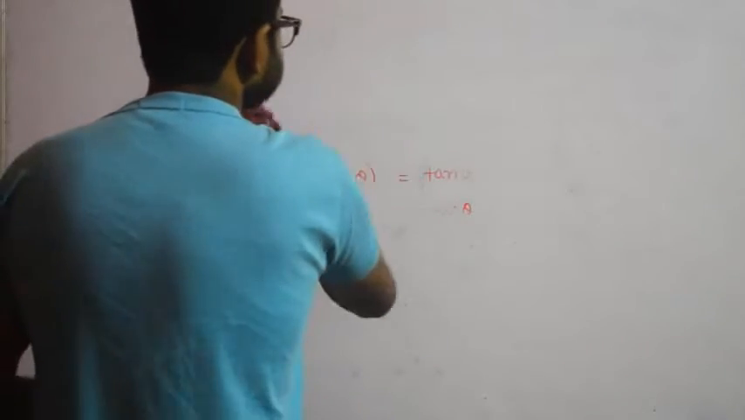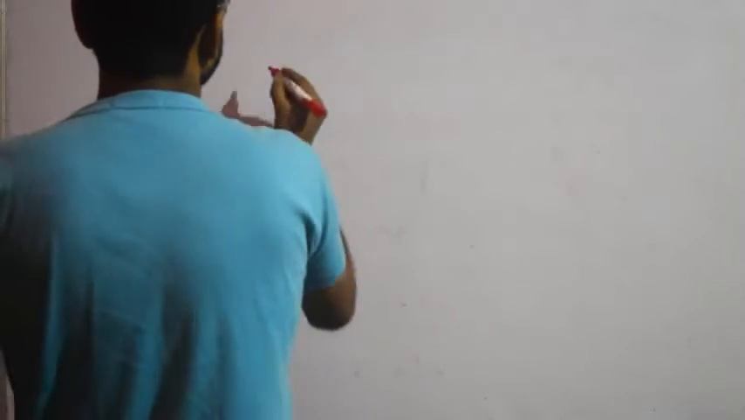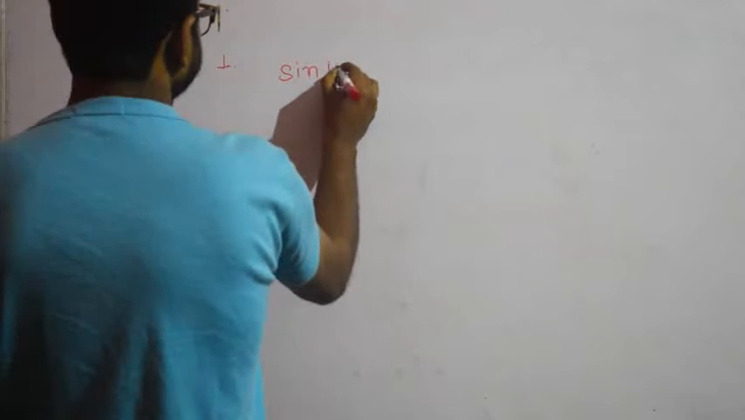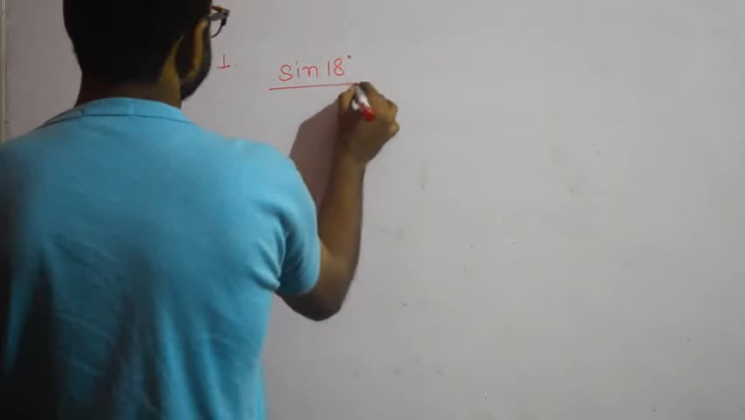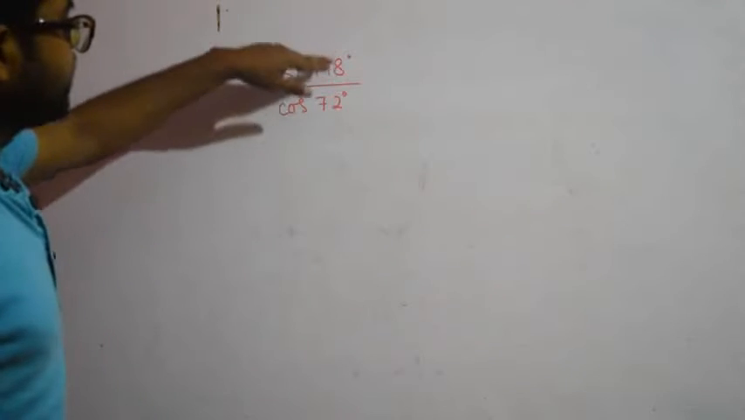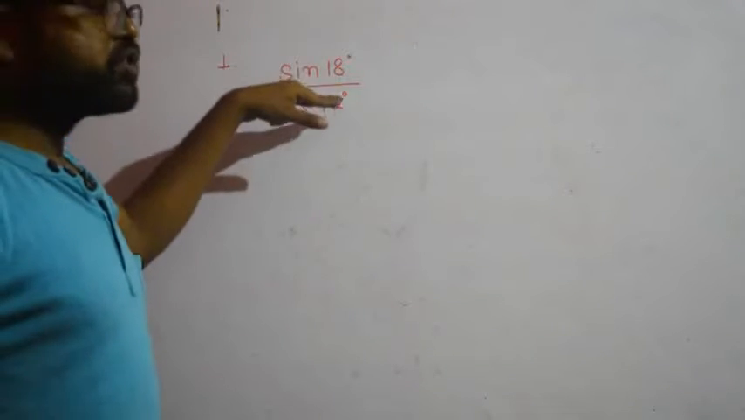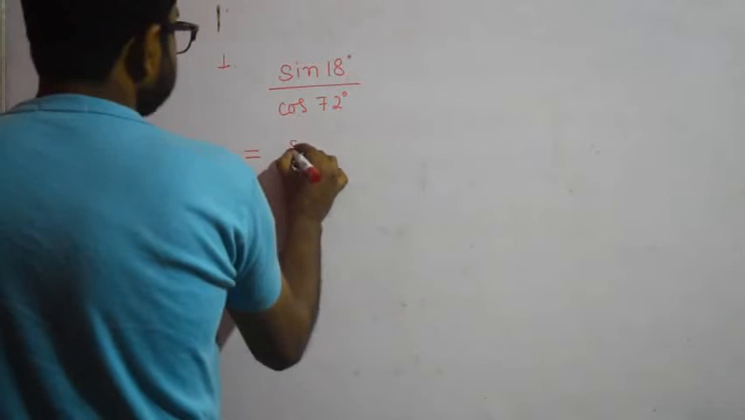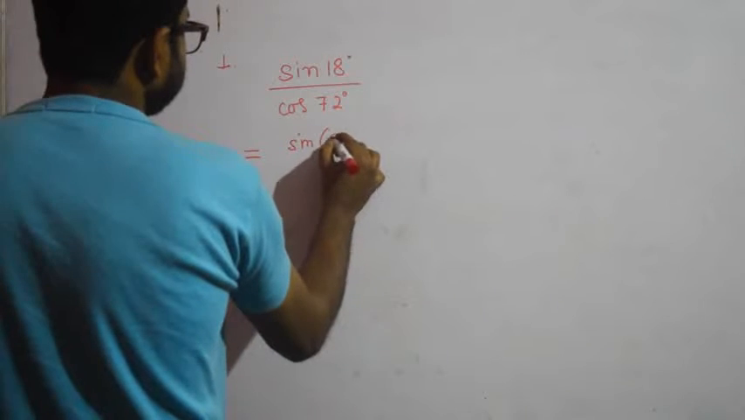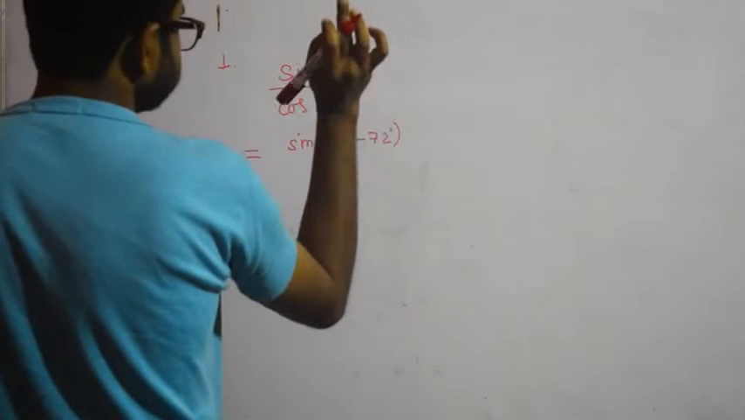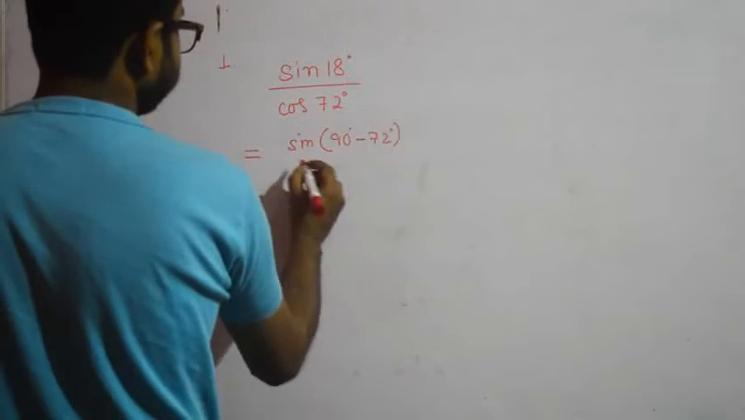Now, from your exercise 8.3, in question number 1, the question is evaluate, maybe you get a question like this: sine of 18 degrees by cos of 72 degrees. If you look clearly, 18 and 72 sum to 90 degrees. Now, sine 18 can be written in terms of complement as sine of 90 minus 72, because 18 plus 72 is 90, so 90 minus 72 is 18.